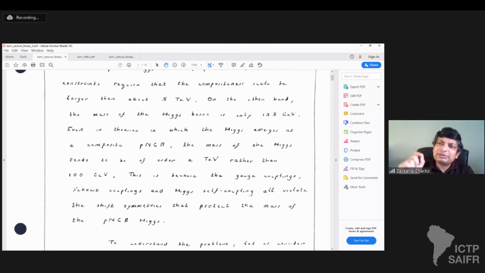I have to be a little bit careful, but it's not so much that you're testing that it's composite, you're actually testing that it's a pseudo-Goldstone boson. To really test that it's composite is actually very hard, but you can kind of test that it's a pseudo-Goldstone boson by doing precise measurements of its couplings and by looking at things like di-Higgs and things like that.